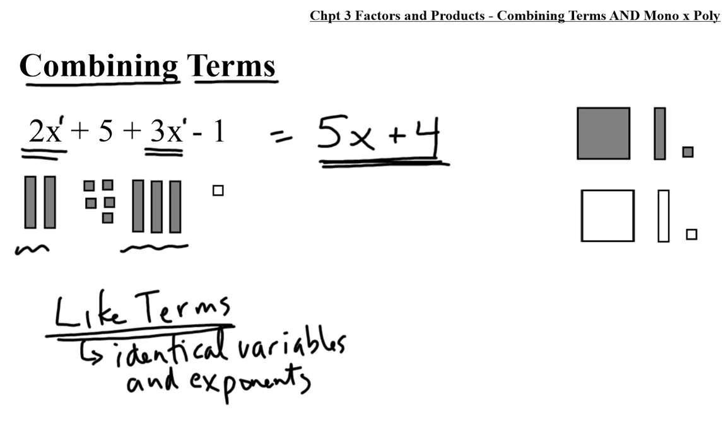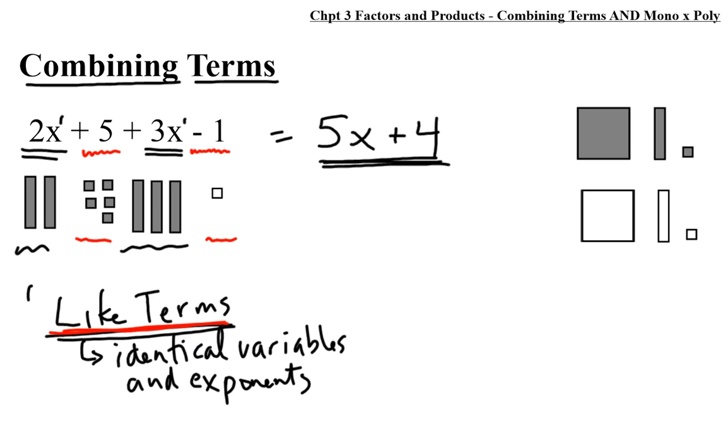We also had 5 positive tiles and 1 negative unit tile. And we were able to put those together. Why? Because they're the same shape, same tile. And again, what do we have there? We have a constant of 5 and we have a constant of -1. Again, like terms. They have identical variables by not having variables. So in this case, there's our like terms.